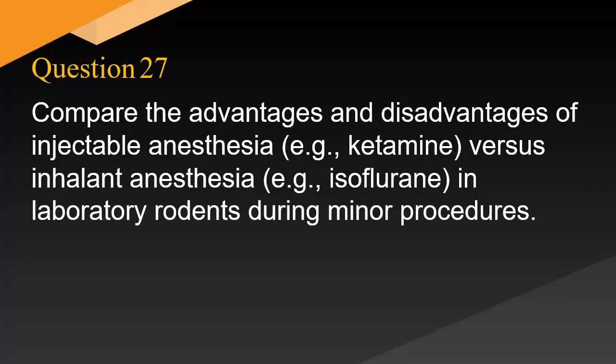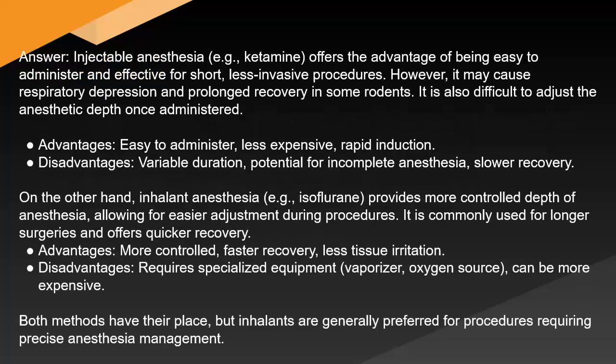Compare the advantages and disadvantages of injectable anesthesia, e.g. ketamine, versus inhalant anesthesia, e.g. isoflurane, in laboratory rodents during minor procedures. Answer: injectable anesthesia, e.g. ketamine, offers the advantage of being easy to administer and effective for short, less invasive procedures. However, it may cause respiratory depression and prolonged recovery in some rodents. It is also difficult to adjust the anesthetic depth once administered.